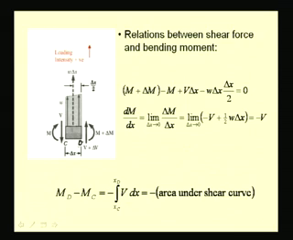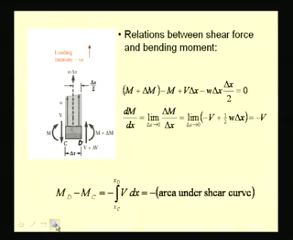If we integrate this relation between C and D, we find that the difference of the moment between D and C is equal to the negative of the area under the shear force curve. So, these two relations can be used to draw the shear force as well as bending moment diagrams. We will consider an example.